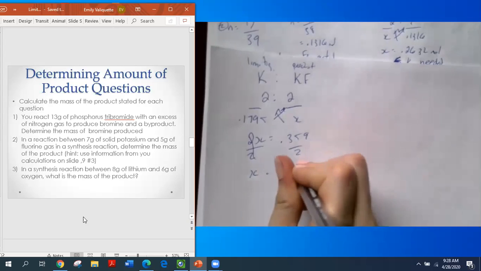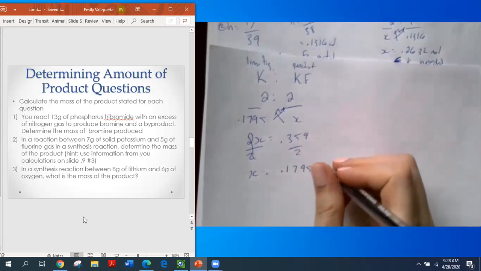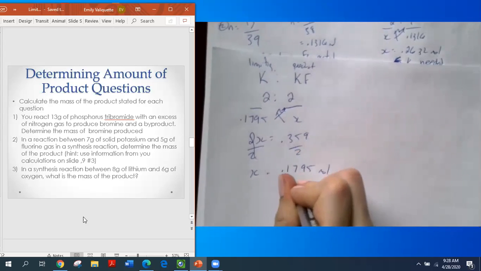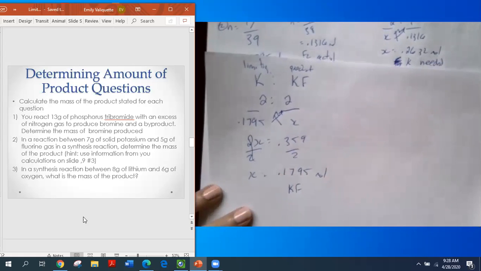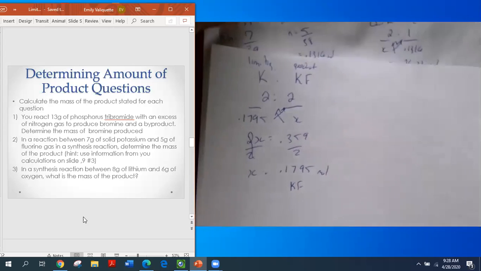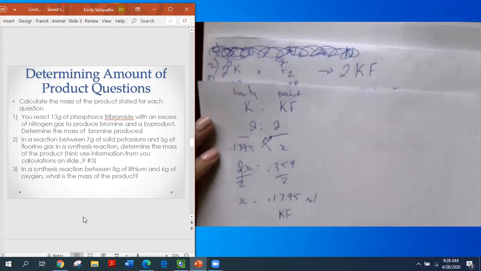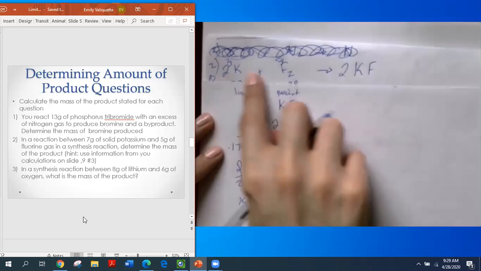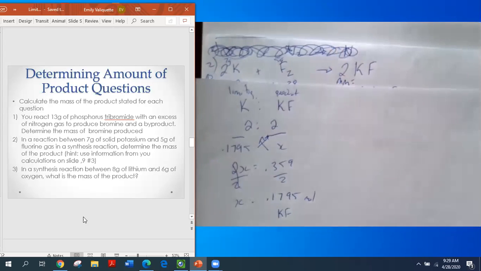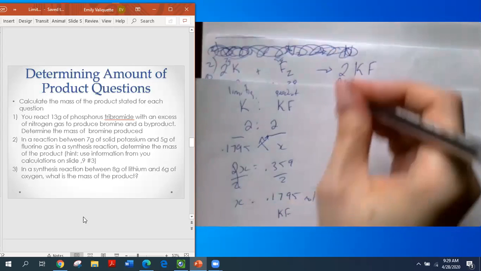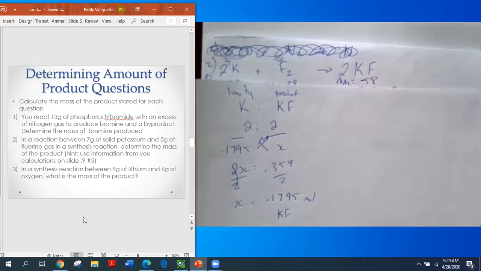And of course get 1.795 moles of our product. What I'm then going to do is go back to my balanced chemical equation that I started off with. I'm going to figure out what the molar mass of my product is. So that'll be 19 plus 39, which is 58.